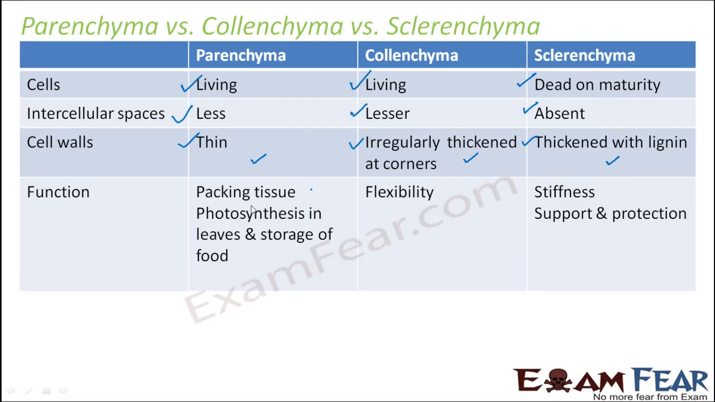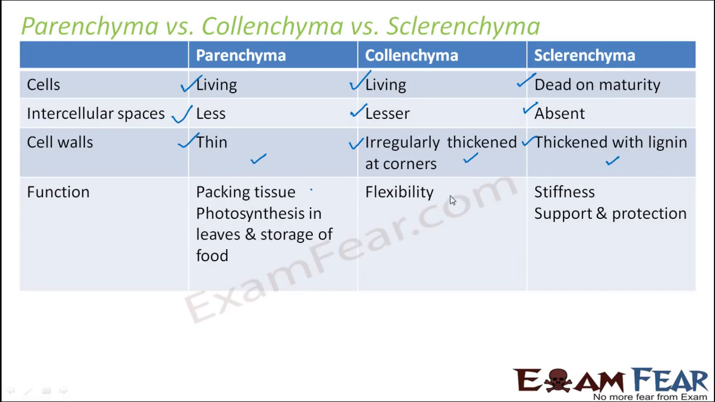Function: parenchyma is the packing tissue. It is generally seen in the internal structure of stem, leaf, root, everywhere. Its functions also include photosynthesis, floating in case of aquatic plants, and storage of food, water, and nutrients. That is why it is said that parenchyma are the unspecialized cells, because they are not specialized to perform one specific function. They can perform a variety of functions.